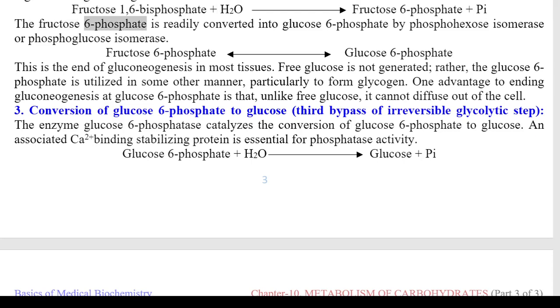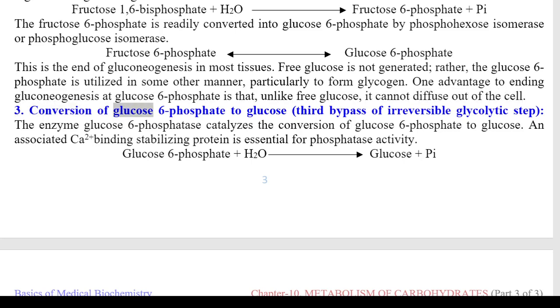The fructose 6-phosphate is readily converted into glucose 6-phosphate by phosphohexose isomerase or phosphoglucose isomerase. Fructose 6-phosphate, glucose 6-phosphate. This is the end of gluconeogenesis in most tissues. Free glucose is not generated, rather, the glucose 6-phosphate is utilized in some other manner, particularly to form glycogen. One advantage to ending gluconeogenesis at glucose 6-phosphate is that, unlike free glucose, it cannot diffuse out of the cell.